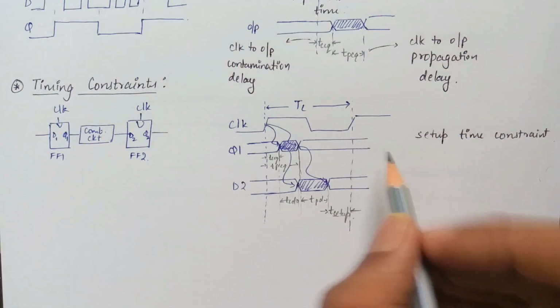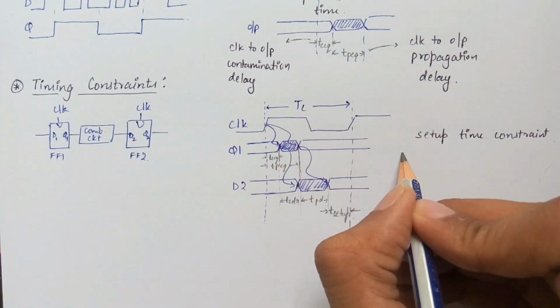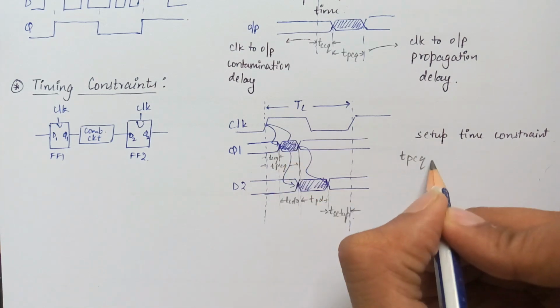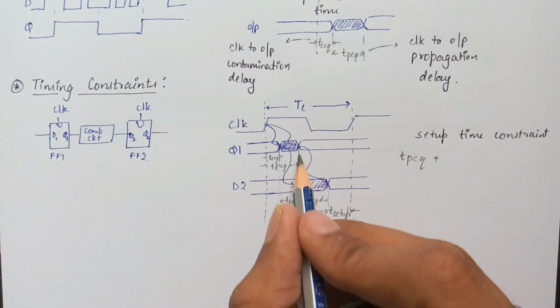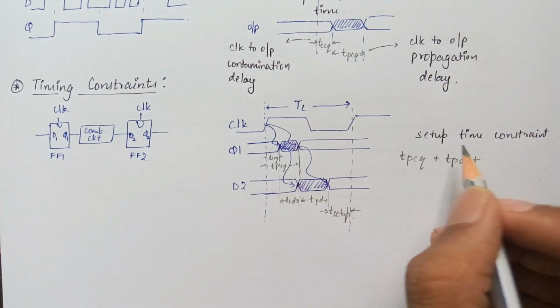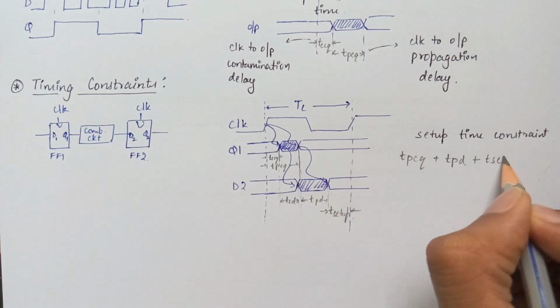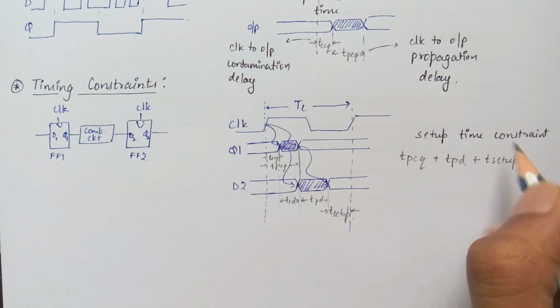For flip-flop 1, the TPCQ plus the propagation delay of the combinational circuit plus the setup time of flip-flop 2 must be less than the time period of the clock for a predictable operation of the circuit. This equation is known as the setup time constraint or maximum delay constraint.